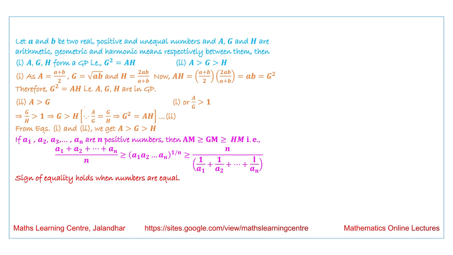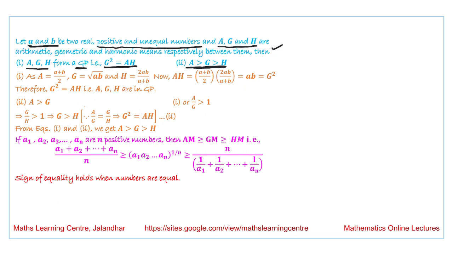First, let A and B be two real numbers which are positive and unequal, and A, G and H are the arithmetic, geometric and harmonic means between them. Then we are saying that A, G and H form a GP, that is G square is equal to A into H. We have to prove this. And second is that arithmetic mean is greater than geometric mean is greater than harmonic mean. The arithmetic mean is greater than geometric mean, this we have already proved in our previous lectures.